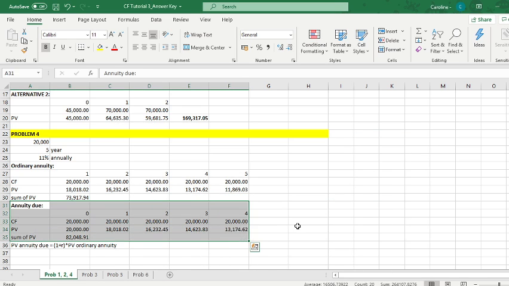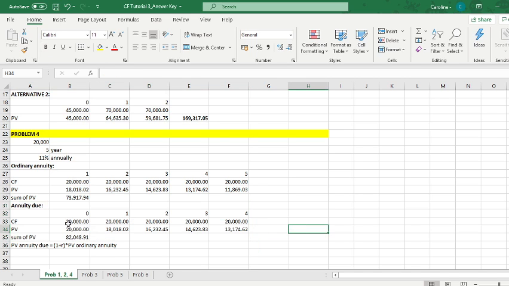Why does the annuity due result in the higher present value? Because notice that in the first period of receiving the money, the cash flow equals the present value itself. So the present value of the first payment doesn't need to be discounted. That is why you will have a larger amount of present value using the annuity due rather than the ordinary annuity. Okay, so that's for problem 4.